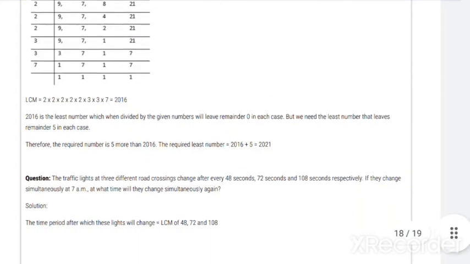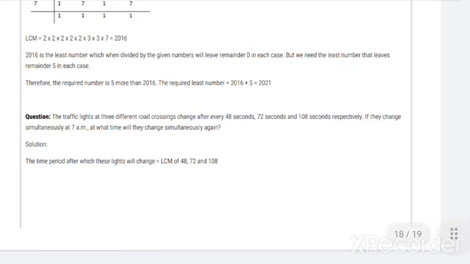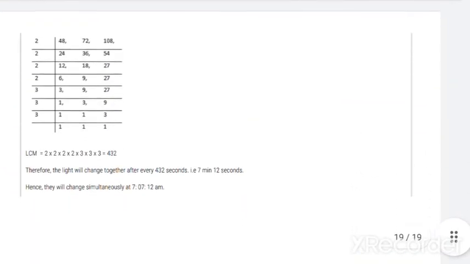One more question, children, it's a very common question. The traffic lights at 3 different road crossings change after every 48 seconds, 72 seconds and 108 seconds respectively. If they change simultaneously at 7 a.m., at what time will they change simultaneously again? So children, the time period after which these lights change is equal to the LCM of 48, 72 and 108. Now find the LCM. You will see 432. Therefore, children, the lights will change together after every 432 seconds.